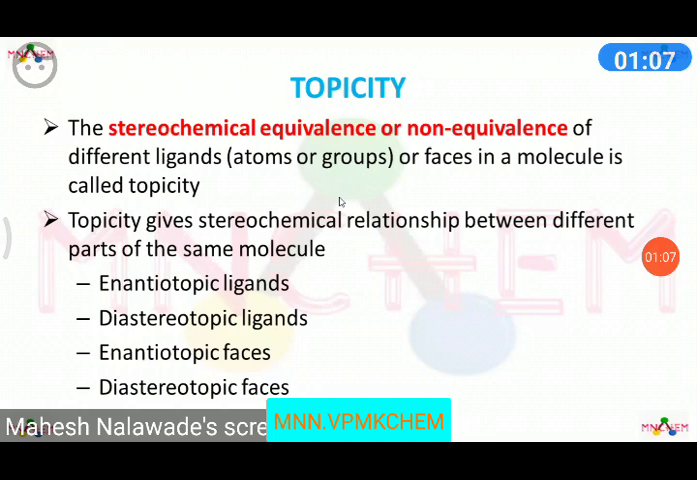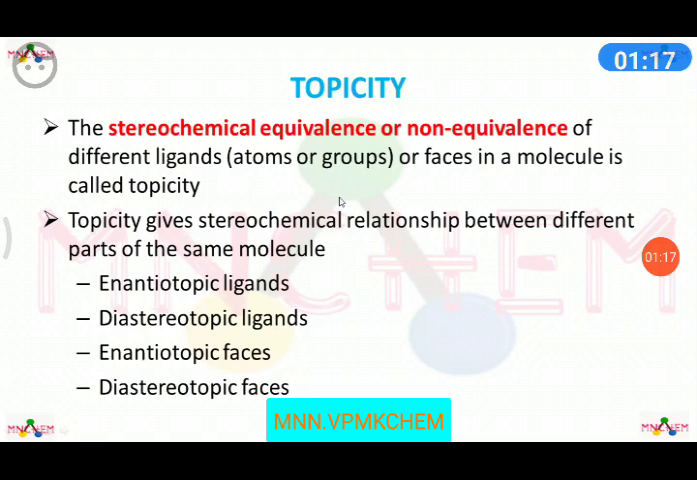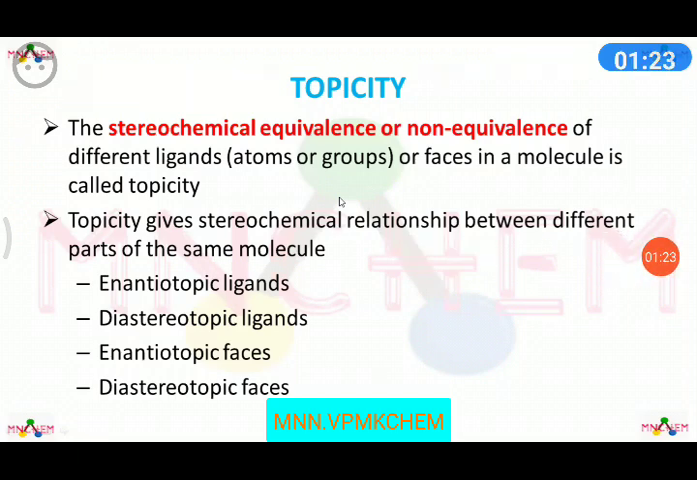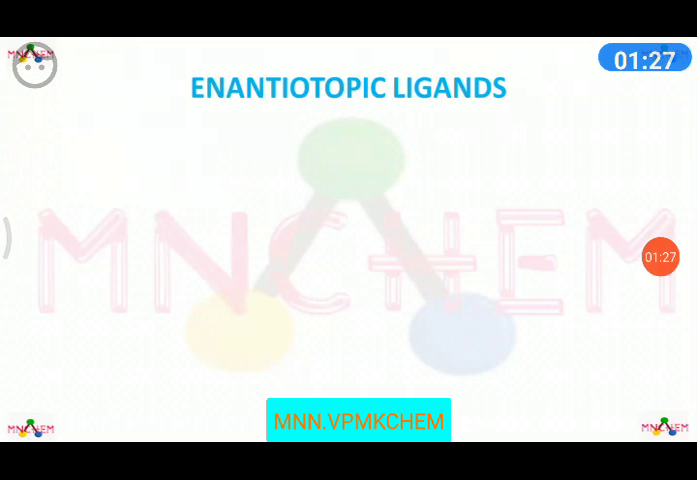When we talk about stereoisomers, as you know, there are enantiomers or diastereomers. So ligands may be enantiotopic or diastereotopic, and the faces can also be divided into two types, enantiotopic and diastereotopic. Next, first we need to understand what are enantiotopic ligands.